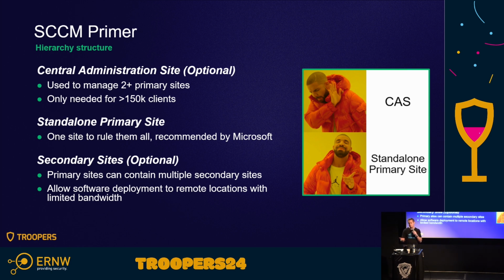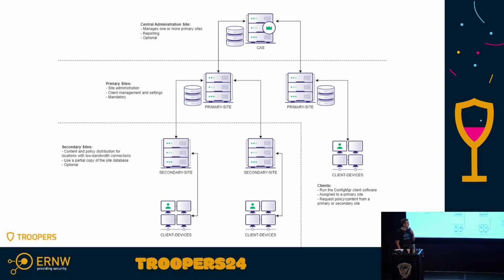Secondary sites, sometimes we see them, they contain a partial copy of the database, and they're usually at a remote office location or somewhere that has terrible bandwidth, so that the primary site server can push software out there once, and then client devices in that location can pull that software down over a more reliable connection.